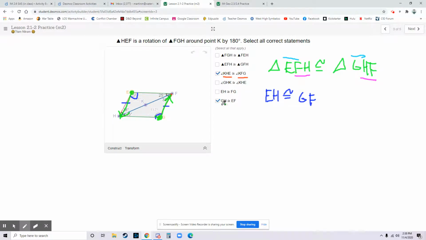But the last one, GH congruent to EF, let's see about that. Where are those segments? GH, clear off some space here. Here's GH, start at G, go to H, congruent to EF, start at E, go to F. Yeah, I feel good about that. That's written in the right order and everything. And those segments are the same length. So great. Move on.